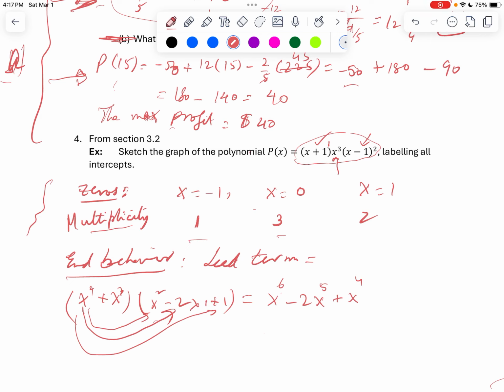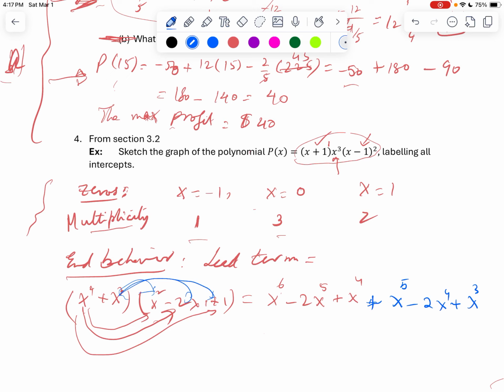Now take the second term in the first expression, x cubed, and multiply it with this, then with this, and then with that. So we get plus x to the 5, minus 2x to the 4, plus x to the third.